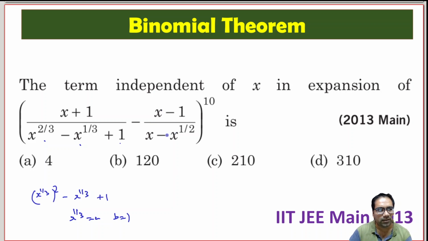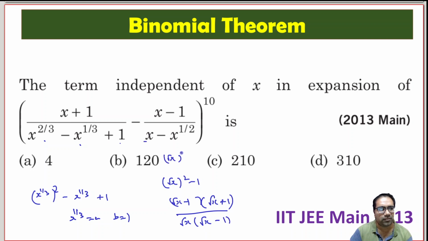At the same time, here also, we can write x minus 1 as root x whole square minus 1. What is x? x is nothing but root x whole square. This also we can write as root x minus 1 into root x plus 1. And here also we can take root x common. This becomes root x minus 1. This x also we can write as root x whole square minus root x. So here also we can take root x common, and this becomes root x into root x minus 1.